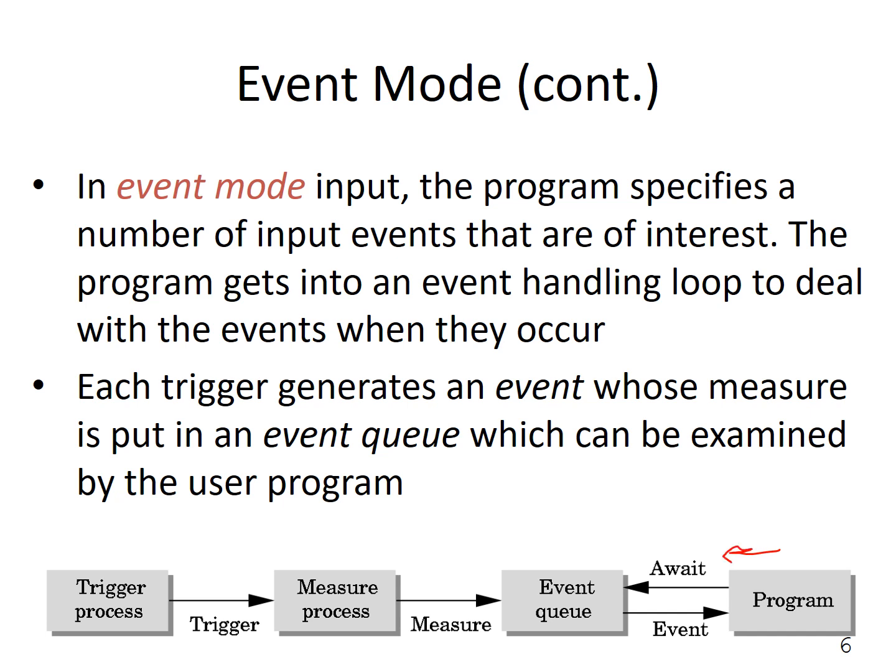At the lower level, the appropriate library function, GLUT in this case, looks at the event queue to see whether there is an event that is of interest to the program. This is the event queue. If there is, a measure would be returned and the appropriate callback function would be executed. Notice that if there is no trigger coming down from the trigger process, it means that there is no event.